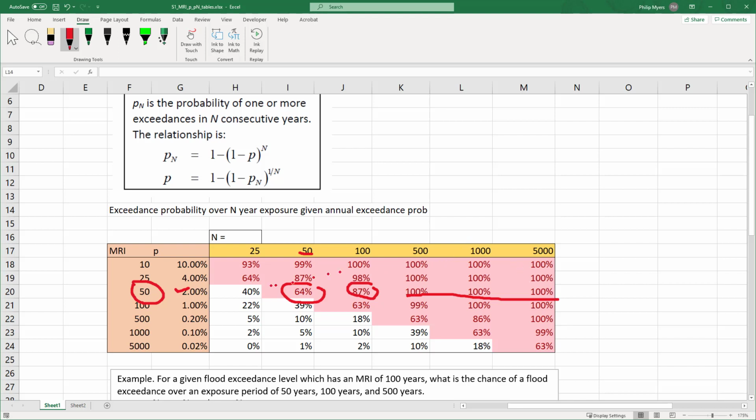The table's been color-coded pink where the odds are greater than even that the event will occur. This is arbitrary, but if I were an insurer, I would not like those odds. I'd want it to be less than 50% for the insuring period.